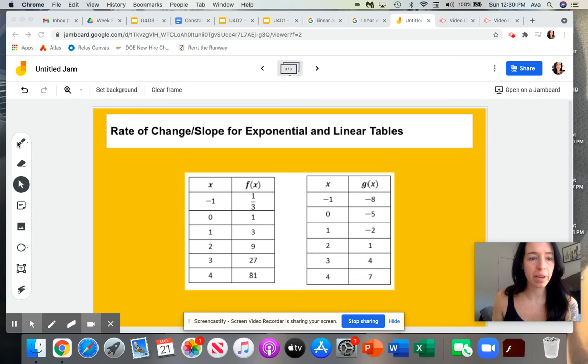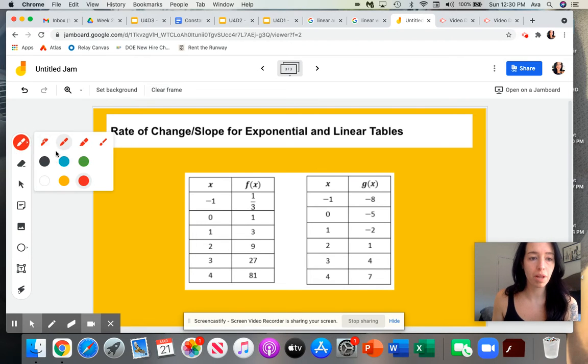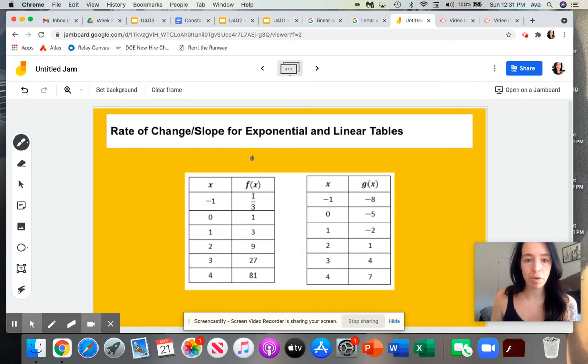All right, so I'm basically going to prove with the slope formula what you just saw on the graph slide. So remember, our slope formula is m equals y2 minus y1 all over x2 minus x1. All right, so I'm actually going to start with the right table first because that is a linear function. And I'm going to look at the slope between these 2 points first.